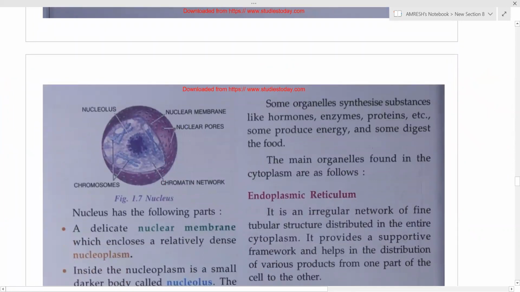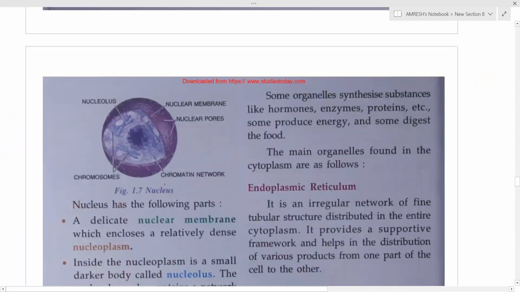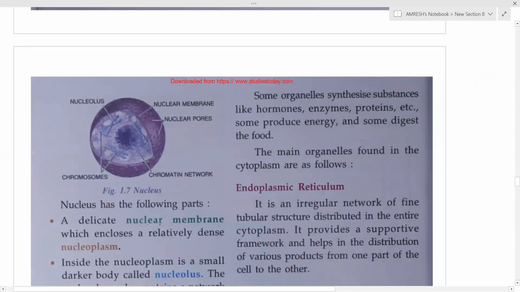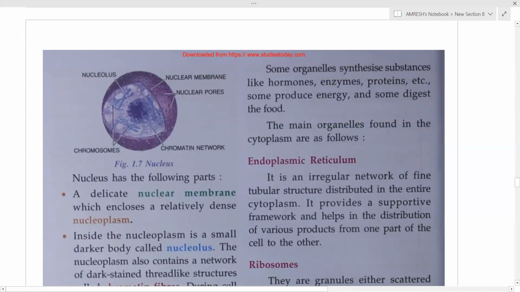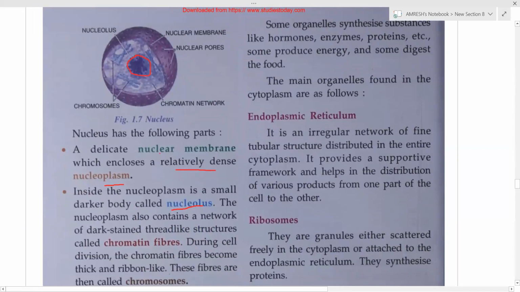Nucleus also has two to three parts. That is your nuclear membrane. A special membrane is there. And it has a dense nucleoplasm, which is denser than the cytoplasm. Inside the nucleoplasm, we have a nucleolus, a darker body. And in the nucleoplasm, we have dark stained thread-like structures, chromatin fibers.